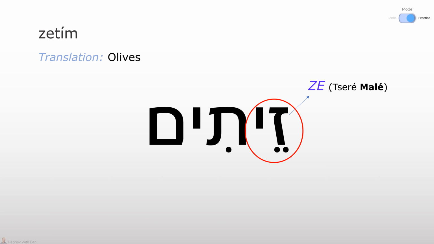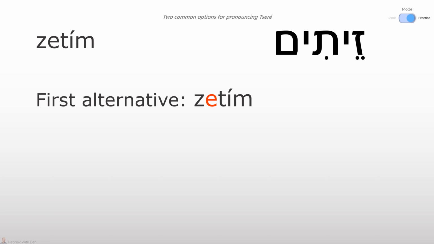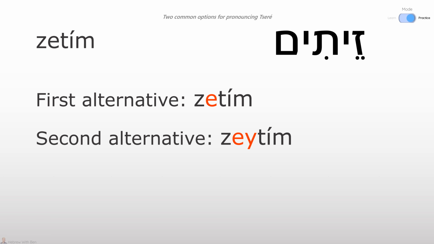This is a good time to talk about the two forms of tzere pronunciation. First, as I mentioned above, both tzere male and tzere chaser indicate the vowel e. Even so, some Hebrew speakers, depending on their ethnic origin, may pronounce the tzere as a instead of e. For example, you may sometimes hear the word zetim pronounced as zeitim. Can you hear the difference? Zeitim instead of zetim.